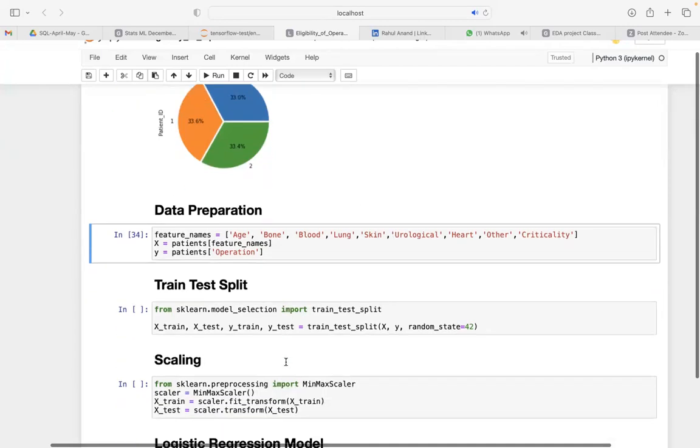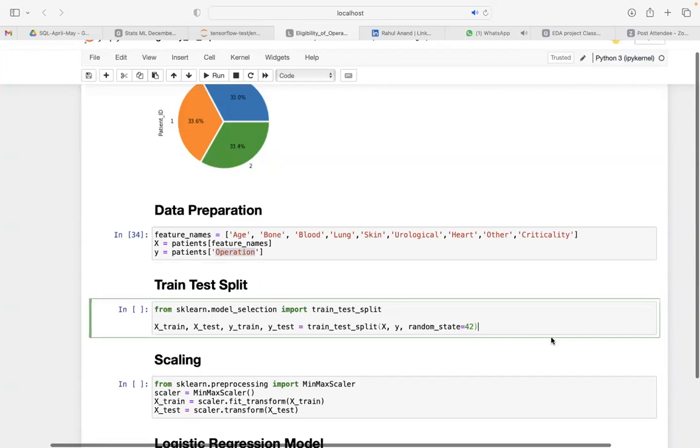So what happened here is we have taken the feature names: age, bone, blood, lung, skin, urological, heart, other, and criticality, and put them all together in my X variable. So my X is independent and Y is operation. The only dependent variable is Y, and all the others are independent variables. And now I am simply doing a train test split.